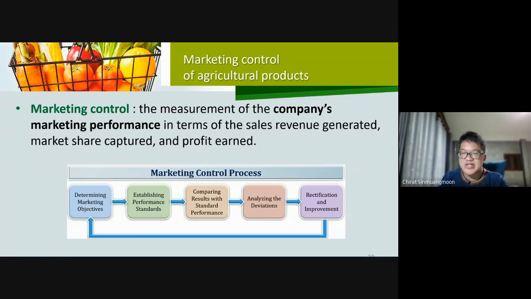The whole process of marketing control starts with determining marketing objectives, and then establishing the performance standard, or the point that you need to compare against. Then compare the result with the standard. If it's better, it's okay. But if it's not better, you need to think about how to improve it, because there is always a problem when it is not at the same level. Then you improve, and it goes around like a circle again.